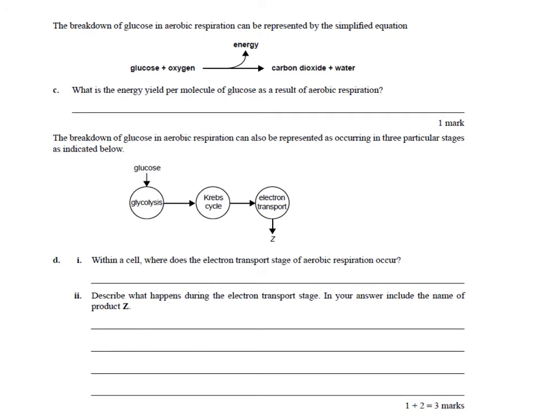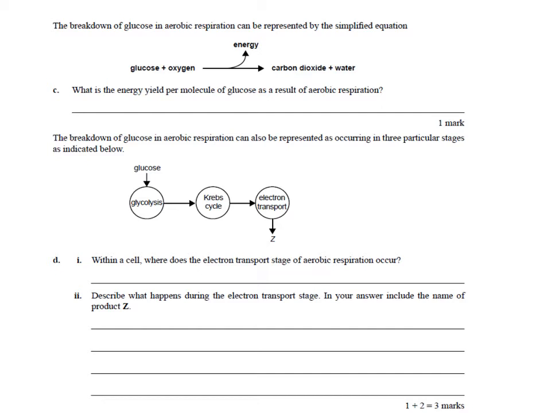This now is a short answer question. Again, I'm going to get you to pause this and have a little look at the question, and then we'll come back and work through it together. Okay, so we have the breakdown of glucose in aerobic respiration represented by the simplified equation. So this is basically our word equation of respiration.